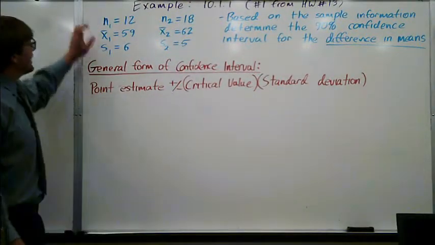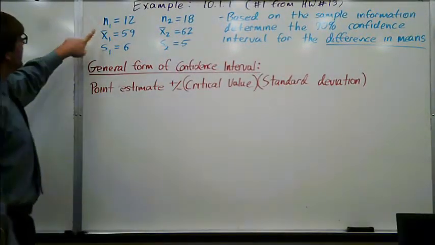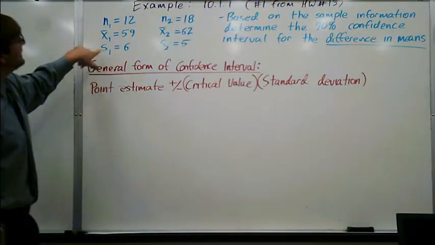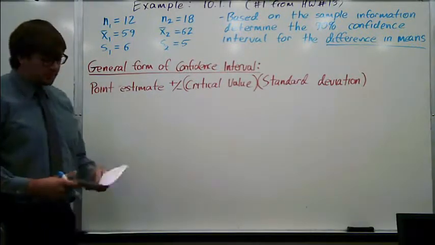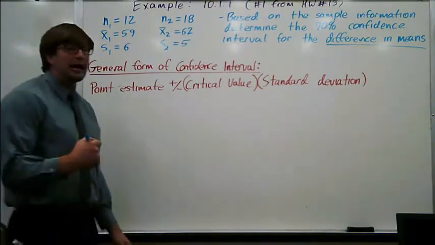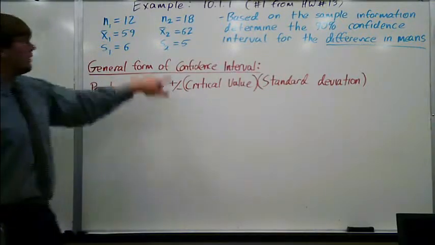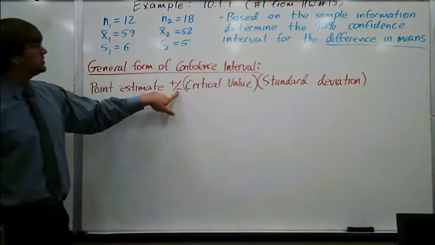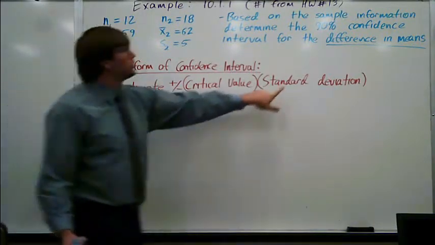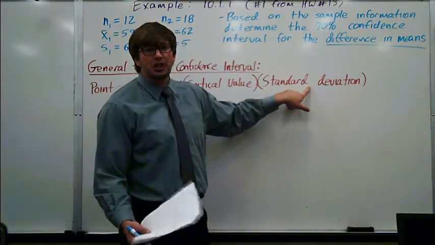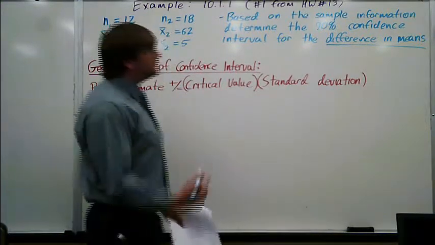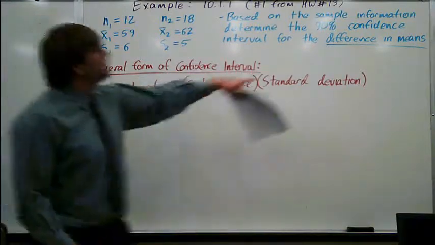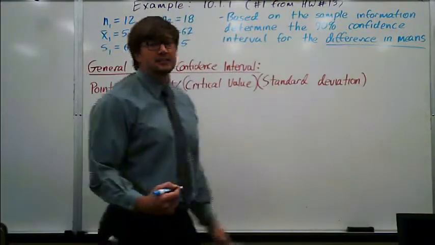And we're told that sample size 1 is 12, sample mean 1 is 59, sample standard deviation 1 is 6, and so on, right? Now, I just want to review back. Whenever you're finding a confidence interval, the general formula is just the point estimate plus or minus a critical value multiplied by a standard deviation or a standard error. So now, let's write a formula for figuring out the confidence interval for the difference in means.